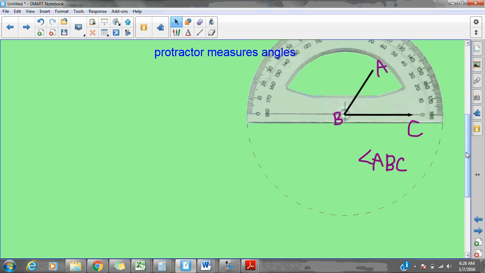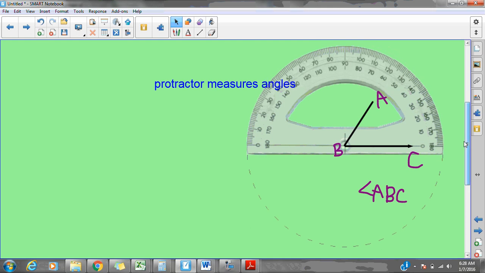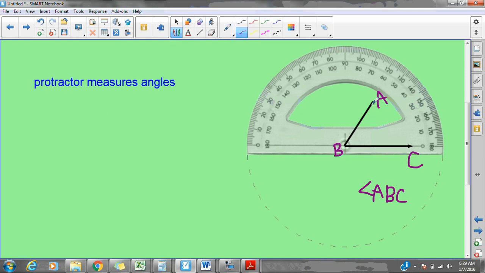Then whatever line is pointing to 0 determines whether you're reading the interior numbers or the exterior numbers. The interior numbers are the numbers here on the inside of the protractor, and the exterior numbers are the numbers here on the outside of the protractor. Looking at our angle, we can see that this line right here is pointing to 0, so now we have to read our numbers from left to right. You stop reading where the second line meets. One line should always point to 0.